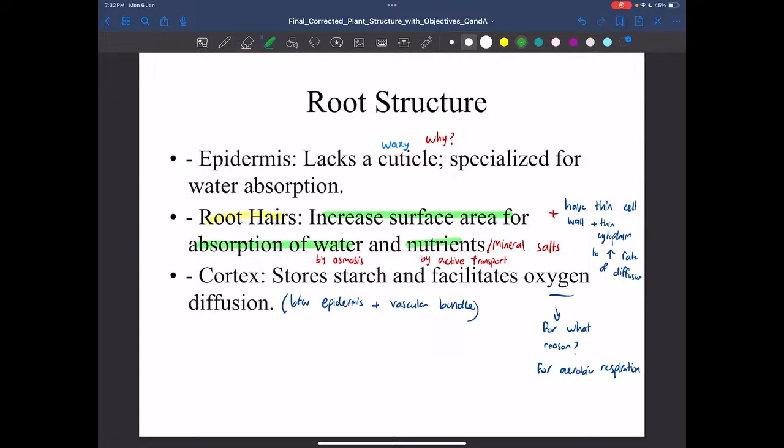Okay, now remember guys, we spoke about it before. How is water absorbed? Through what process? It's through osmosis, while mineral salts, how? By active transport. And here's a question for you guys. Does active transport need energy or it does not need energy?